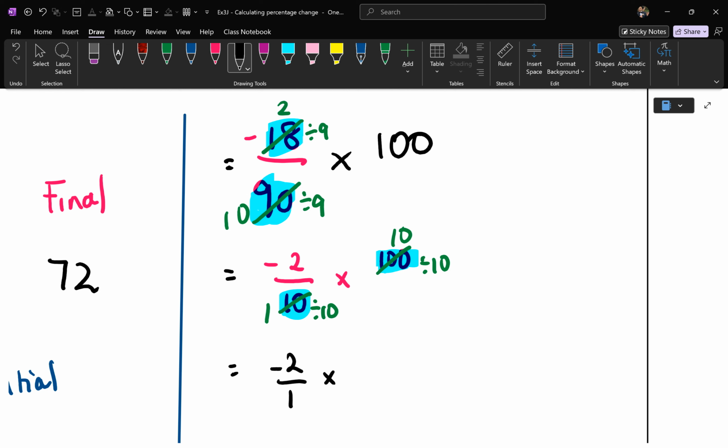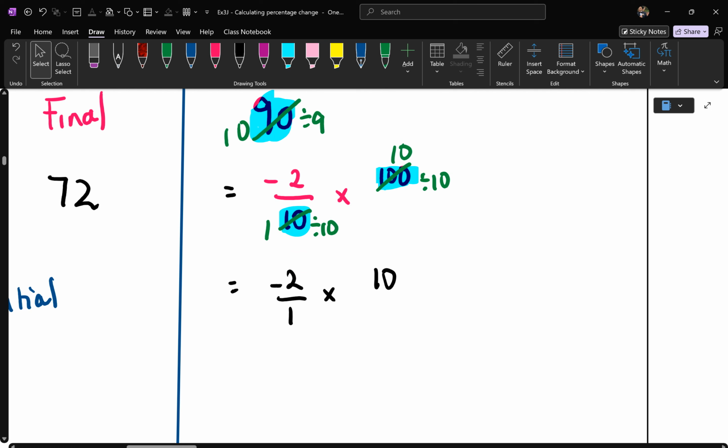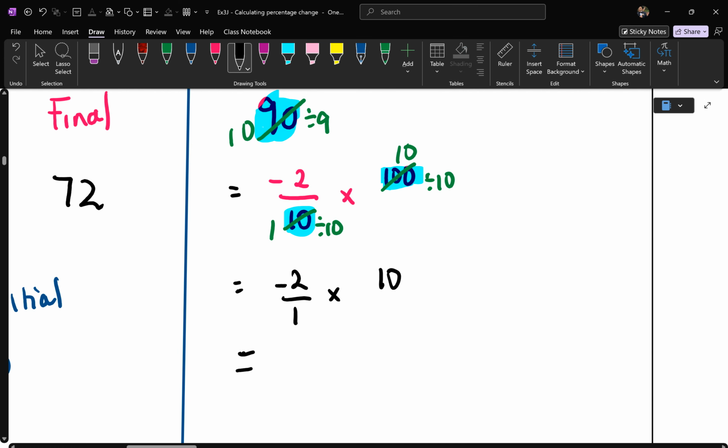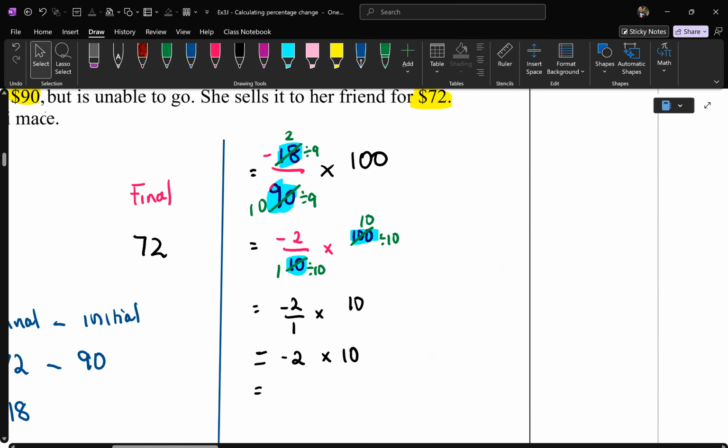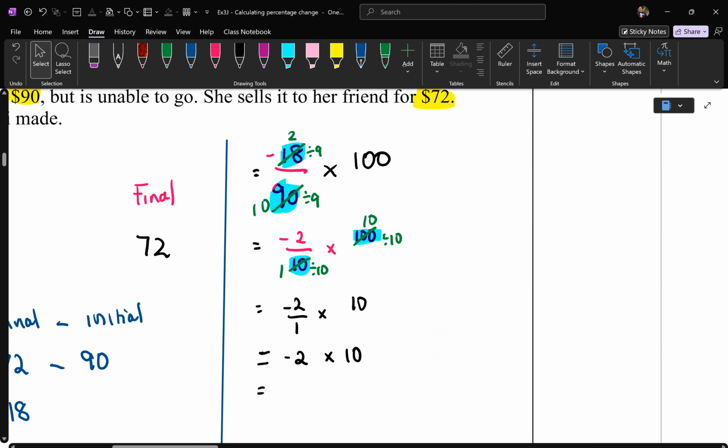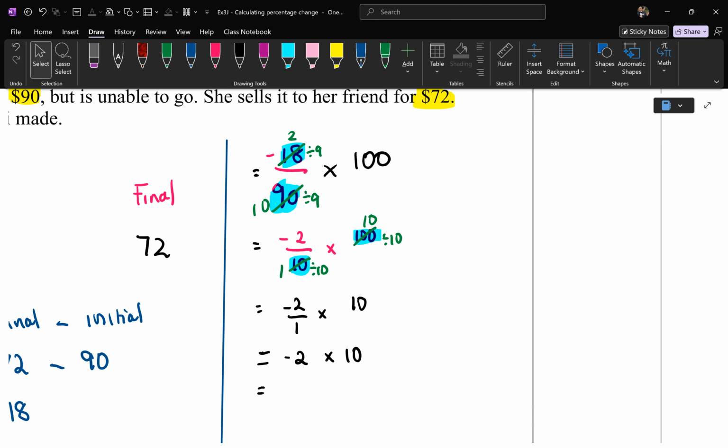times, instead of 100, is now 10. But we know that negative 2 over 1 is the same thing as writing negative 2. So what is negative 2 times 10? What's negative 2 times 10? Let's go with Xavier. Negative 2 times 10. What does that give you? Negative 20. But remember, we're working for percent.